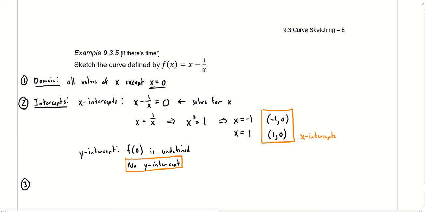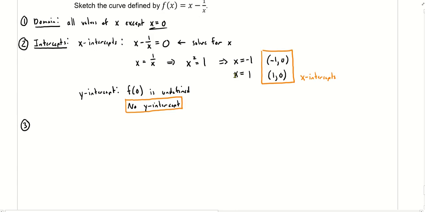You can verify this with the limits if you want to. Try to take the limit of our function as x goes to 0 from the left and from the right. But I'm just going to indicate, and we'll verify this with our work here in just a second, that we have a vertical asymptote at x equals 0.